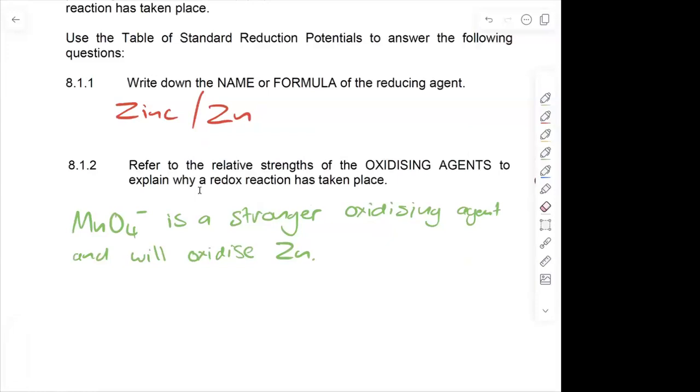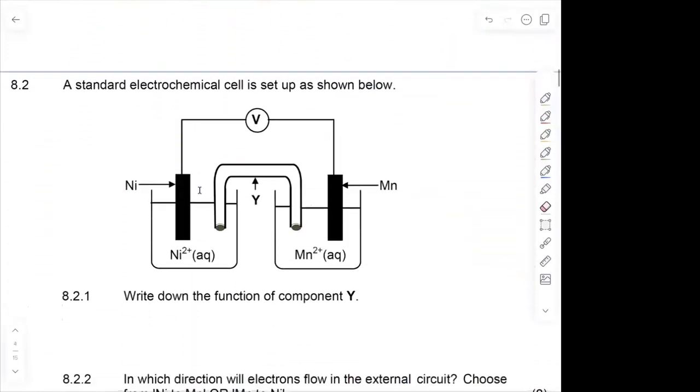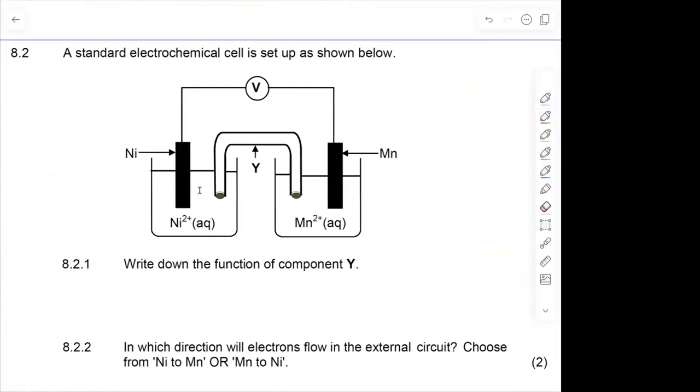Then the next one, we need to look at question 8.2, right? 8.2 says a standard electrochemical cell is set up as shown. We can see there we've got 2 half cells, a nickel half cell and a manganese half cell. And then we've got something in the middle there, which is component Y. I want you guys to post in the chat, what is the name of component Y? You guys should all get this for these 3 marks. What is the name of component Y? And then we'll look at the function as well. Bonus points for giving me the function.